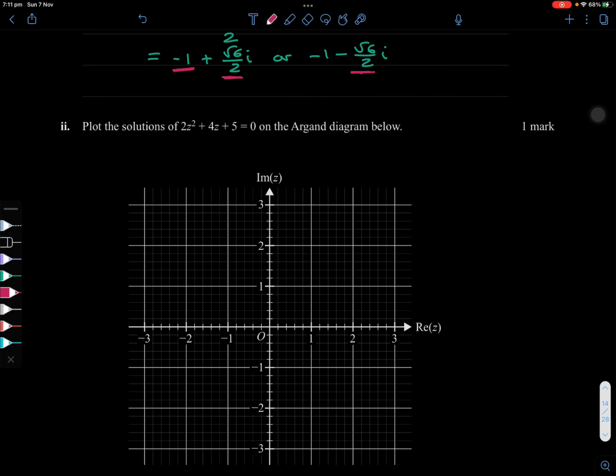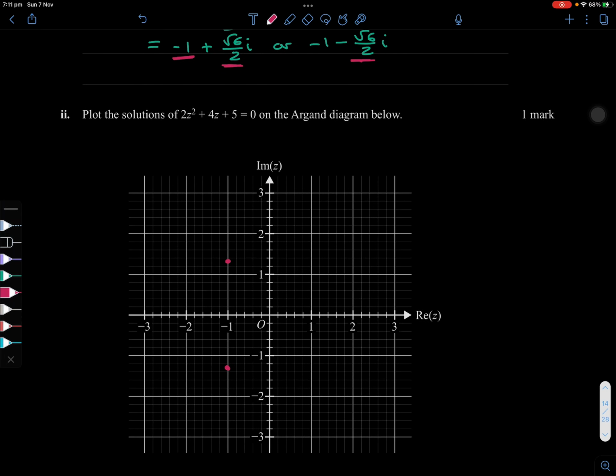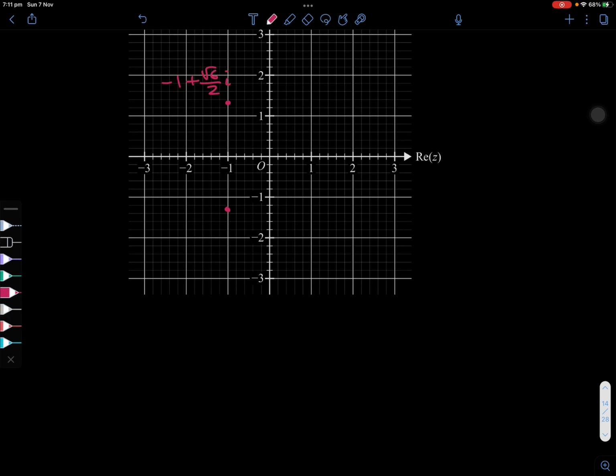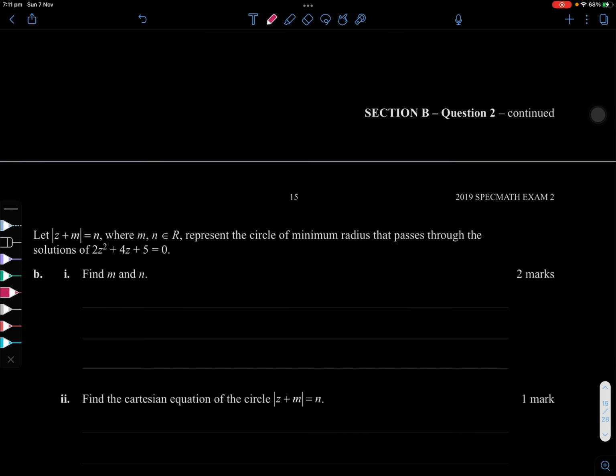So we're going to be at negative 1 and 1.22 up. That's going to give us our solution up here, and negative 1 and 1.22 down, so that's going to be about down here. And we've got to label our solutions as well. So that's going to be negative 1 plus root 6 on 2i, and this is going to be negative 1 minus root 6 on 2i. Perfect. Okay.